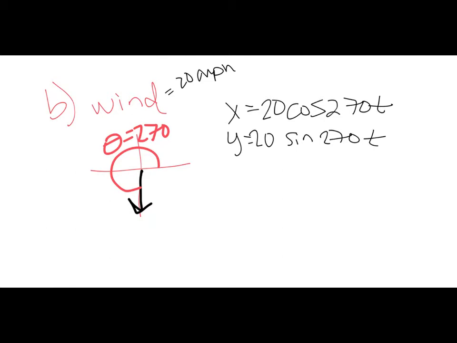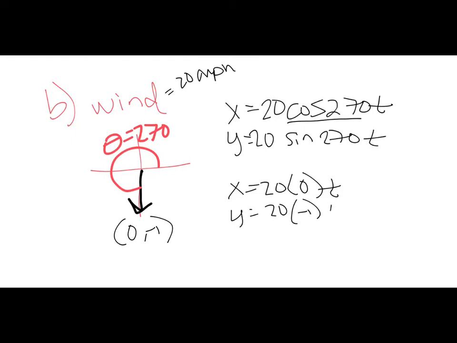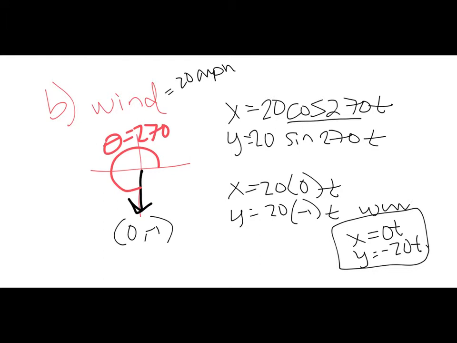for my wind. And if I stick in cosine of 270, if you remember, this is 0, -1. So my x equals 20 times cosine of 270, which is 0. Sine of 270 is -1. That gives me 0t and -20t for my wind. So these are my wind contribution components. Okay.